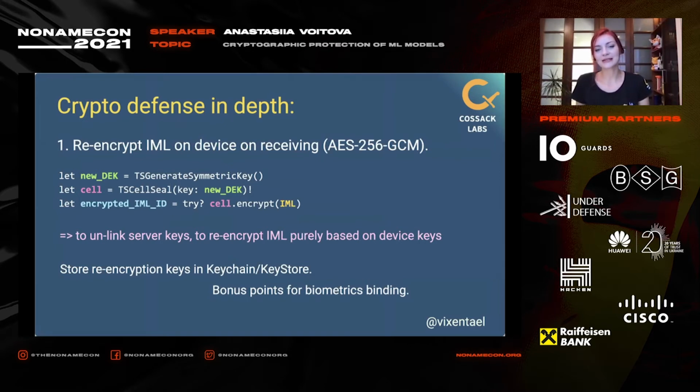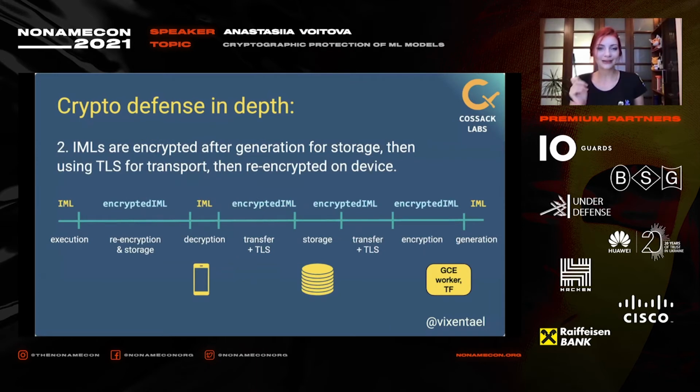Of course, it means that we will need to store yet another key, but come on, we have Keystore and Keychain. We can do that. Bonus points if we use biometric binding with the key, for example, with Keychain. Now, next, re-encryption on device side. Step 2 in our cryptographic defense in depth: add more cryptography to protect cryptography.